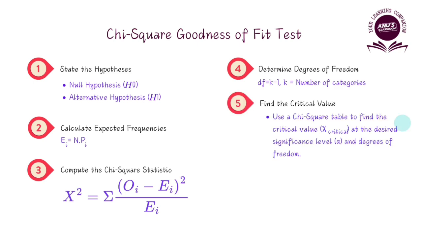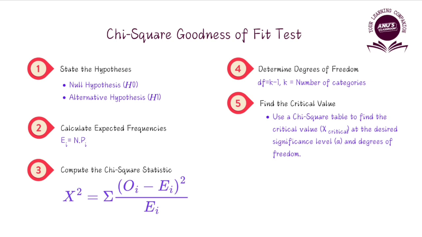Next step is to find the critical value. For finding the critical value, we can use something called the chi-square table at the desired significance level and the degree of freedom. So here also, don't worry, in term end examination we will be given the critical value. Like in the Z test we were given the Z critical value for the given alpha, that is the significance level. Here also we will be given the critical value in the question, so don't worry.